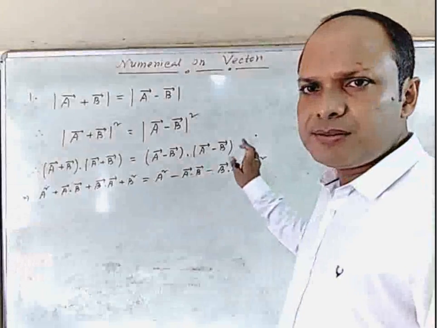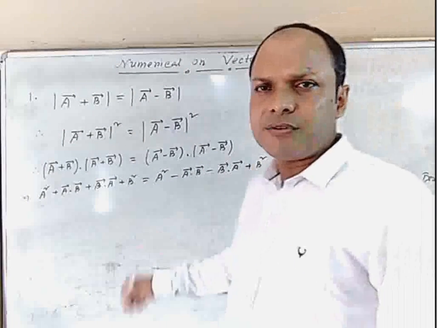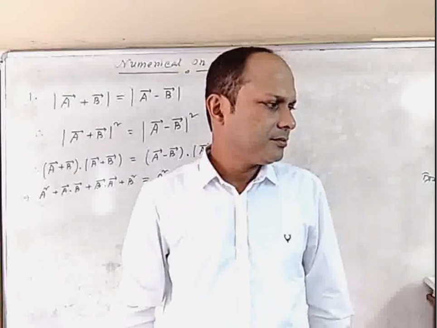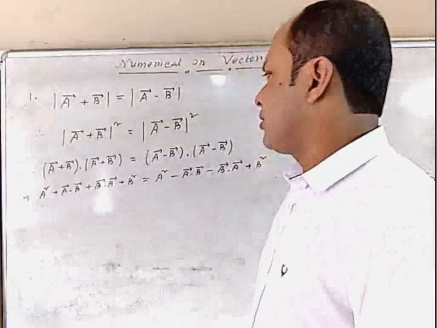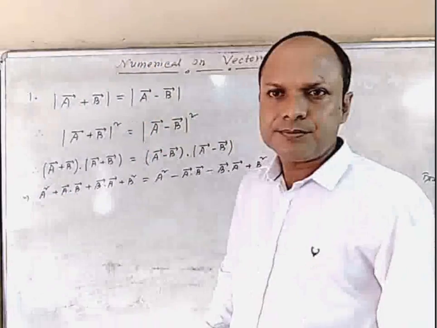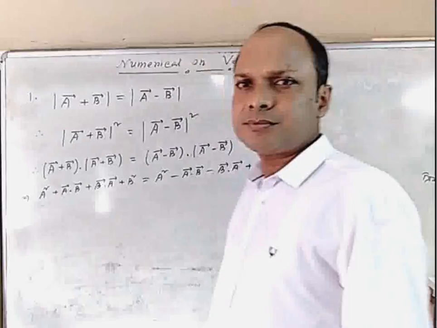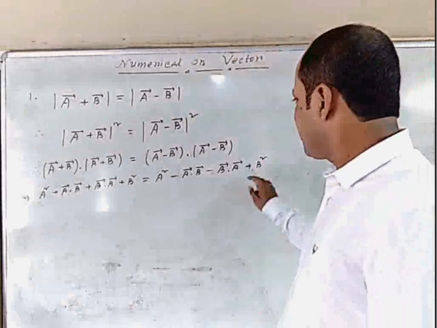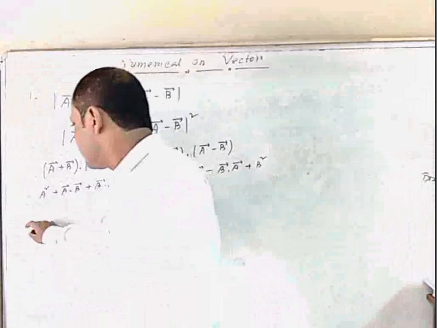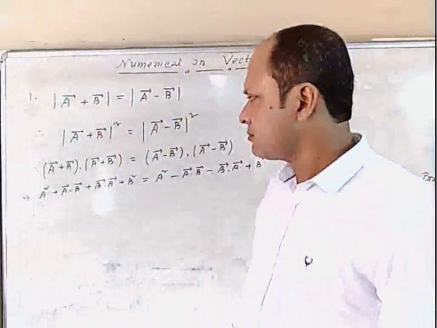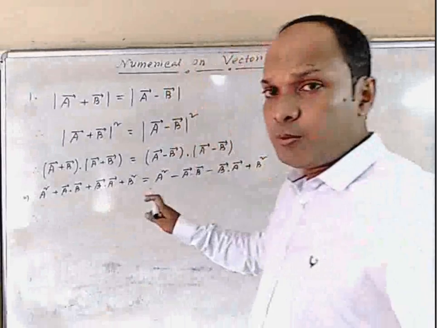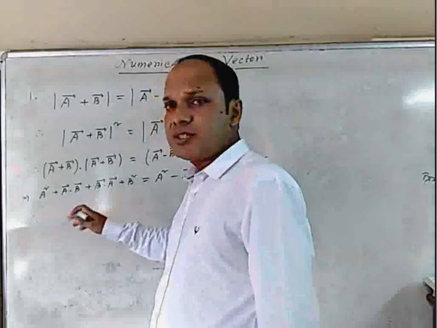Is there any confusion? Clear? Okay. Now A square will cancel out. B square will cancel out. Therefore, A dot B and B dot A are the same thing. You know, the vector dot product obeys the commutative law.